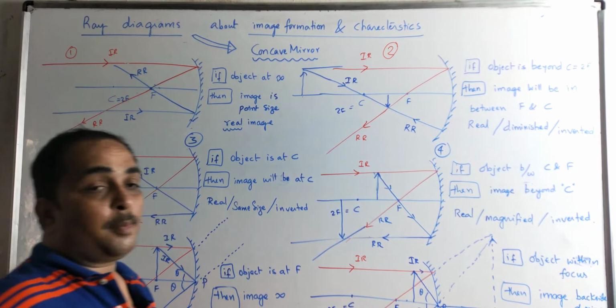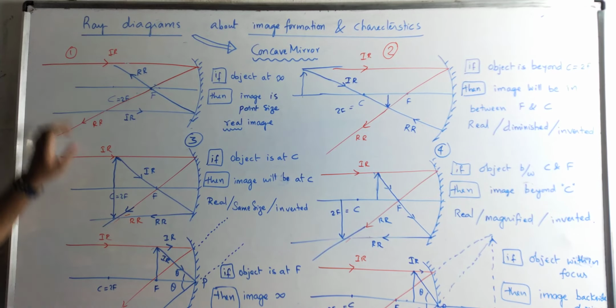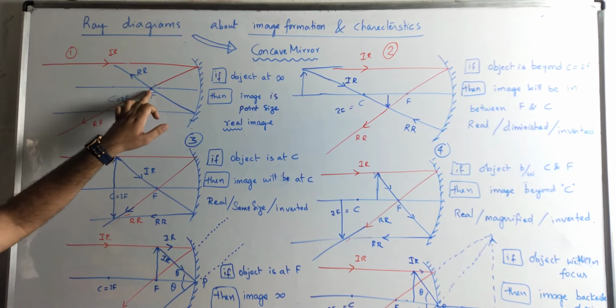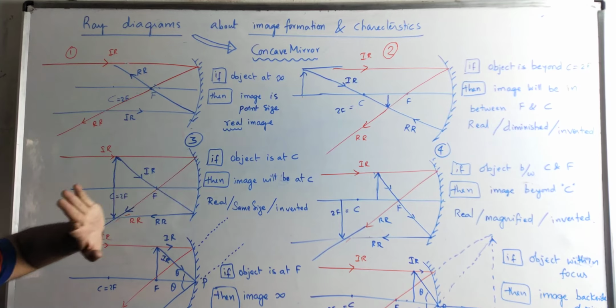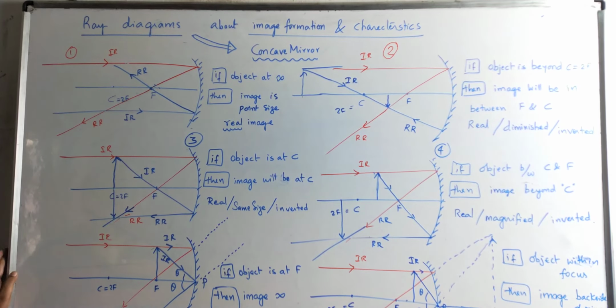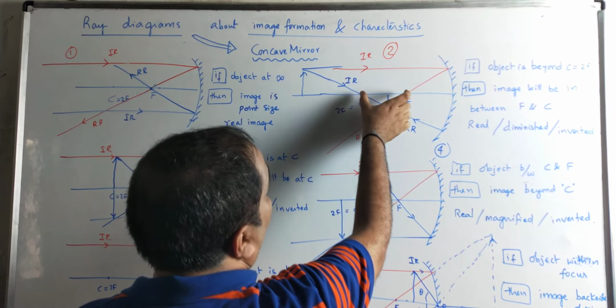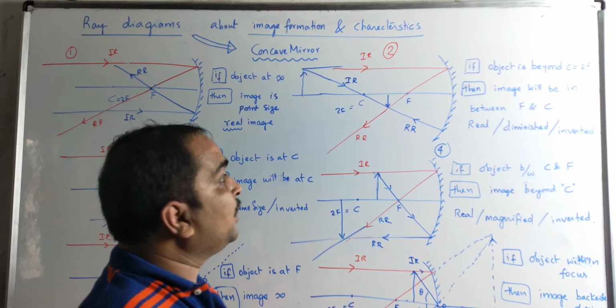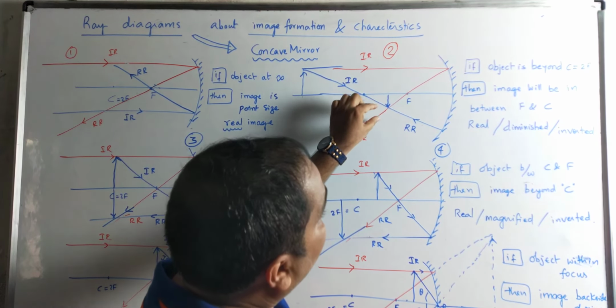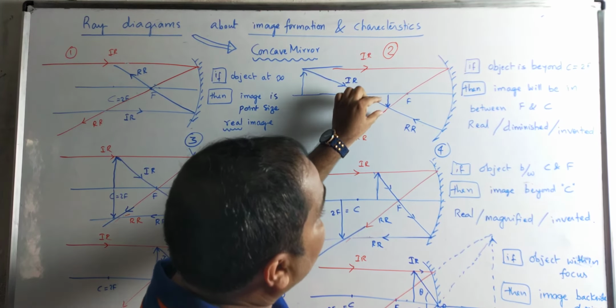This is about ray diagrams and image formation and their characteristics. If the object is at infinity, image will be at focus. It will be real, but we cannot write about the characteristics, whether it is inverted or not. Next, if the object is beyond the center of curvature, image will be between the center of curvature and focus. Because the reflected rays are meeting, they are real, diminished and inverted.